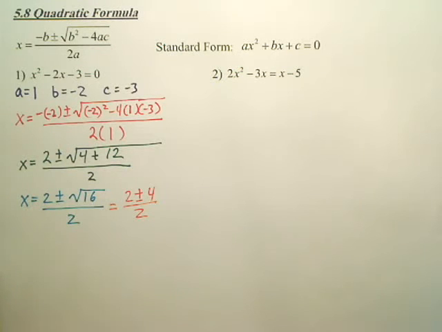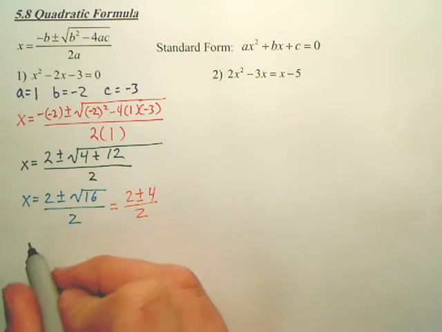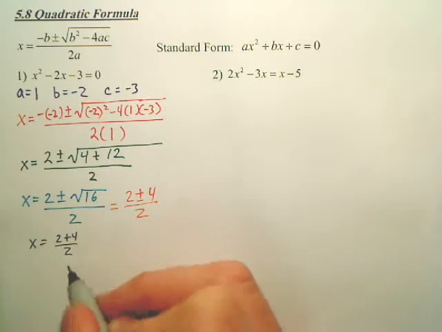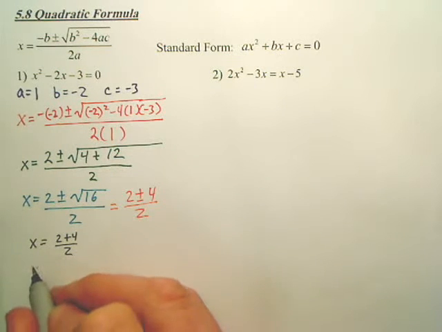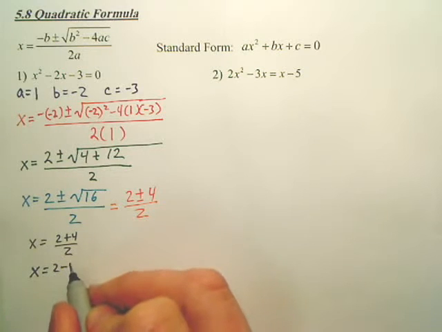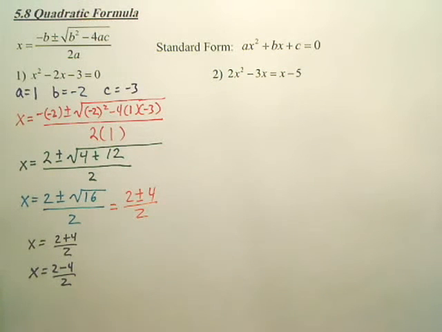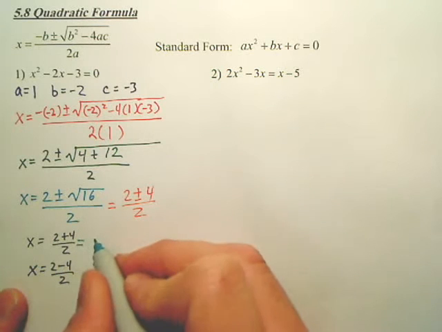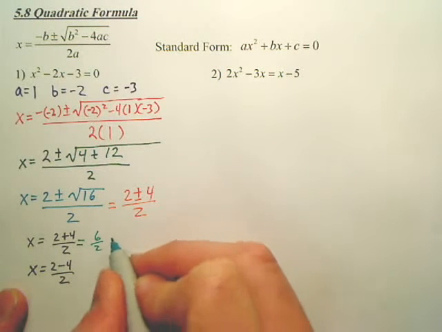Can we actually keep going with this? Yeah. What you got to realize is your answer is 2 plus 4 divided by 2, and the other one is 2 minus 4 divided by 2. There's actually 2 answers, which we can keep going and find. This one, well, 2 plus 4 is 6. 6 divided by 2 is 3.